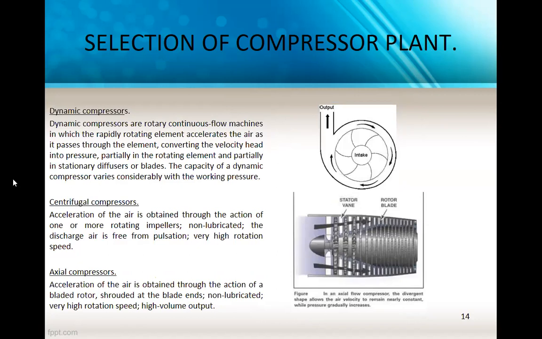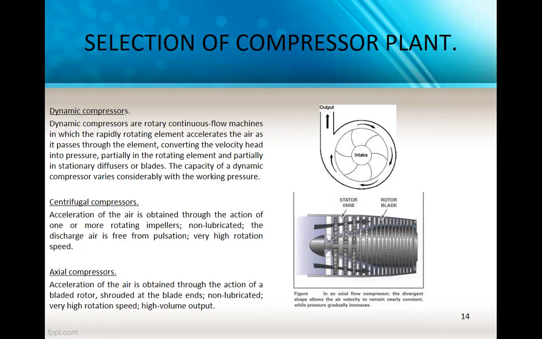For dynamic compressors, these are rotary continuous flow machines, in which the rapidly rotating element accelerates the air as it passes through the element, converting the velocity head into pressure, partially in the rotating element and partially in stationary diffusers or blades. The capacity of a dynamic compressor varies considerably with the working pressure. Next, the centrifugal compressor.